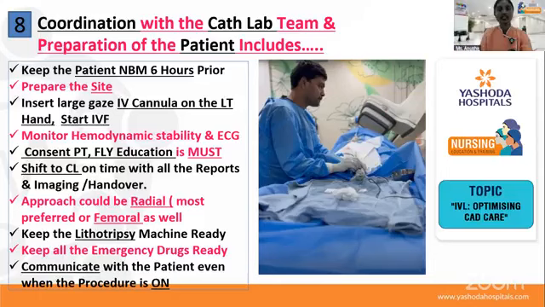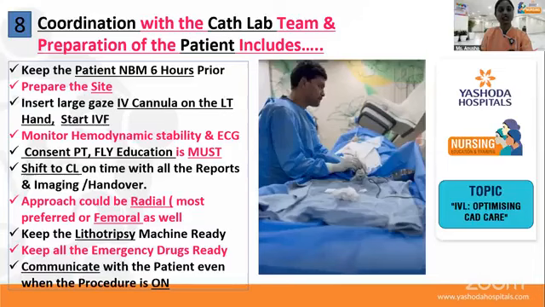Yeah, coordination with the Cath lab team is very important, and the preparation for the patient includes keeping the patient NPO for 6 hours and also preparing the site, radial or femoral, and inserting an IV cannula for giving IV fluids. And also insert a large gauge IV cannula on the left hand and start IV fluids. Monitor hemodynamic stability, and ECG changes also we need to monitor.